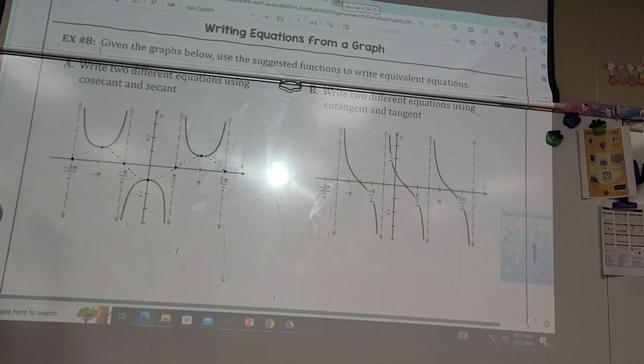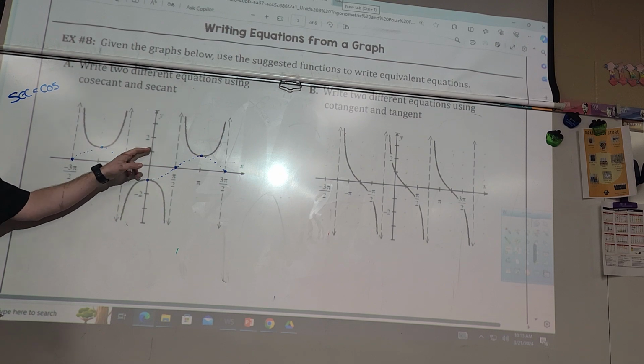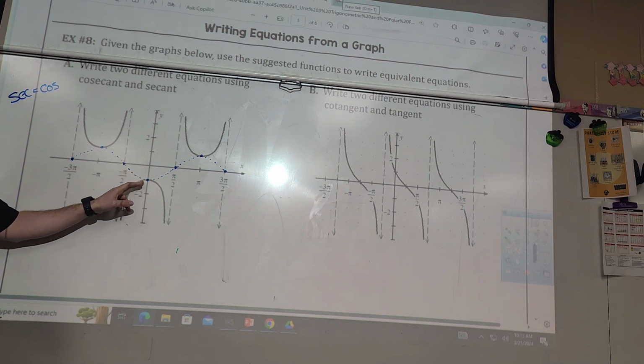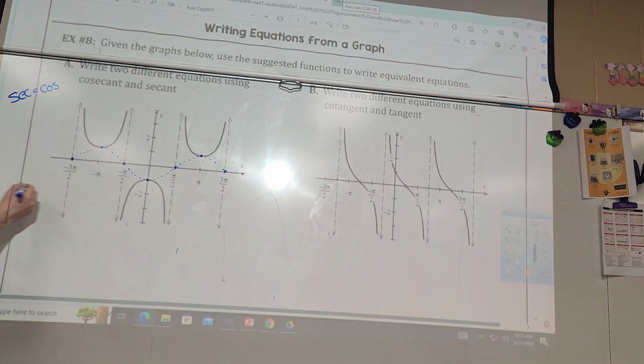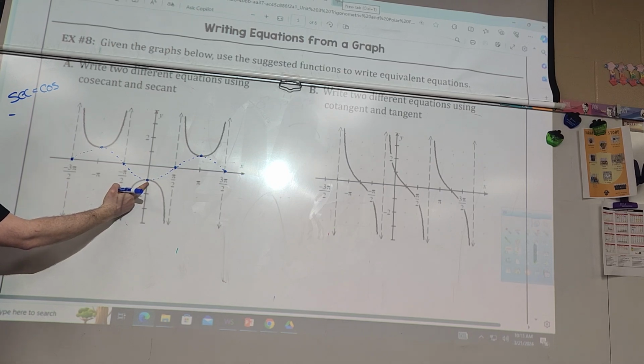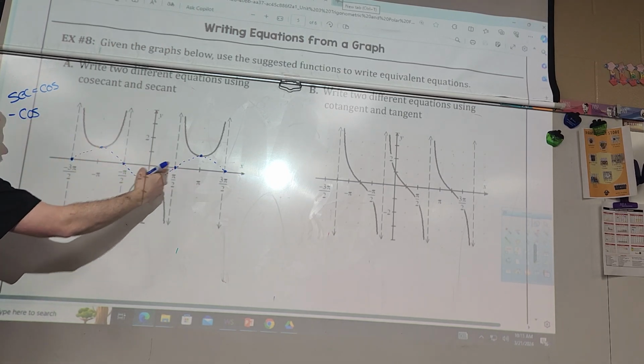I would do secant first, because what's secant? Secant is cosine. Now for this one, is cosine going to be negative or positive? Could I use a positive and shift it? Yeah. But wouldn't it be easier if I looked at this like it's going to be negative? What's my amplitude? 1. So it'd be negative cosine. I'm looking at the dotted line graph.